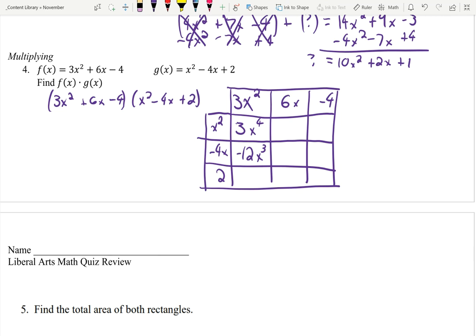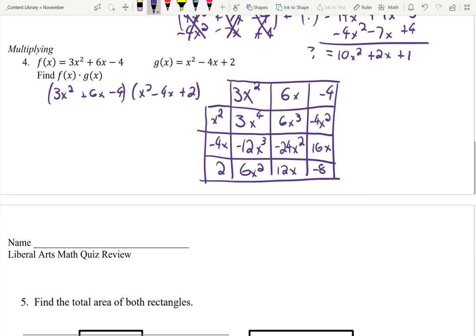All right, so continue on. 2 times 3x squared is 6x squared. 6x times x squared would be 6x to the 3rd. 6x times negative 4x would be negative 24x to the 2nd. And 2 times 6x will be 12x. x squared times negative 4 would be negative 4x squared. Negative 4x times negative 4 is positive 16x. And 2 times negative 4 is negative 8. So all the multiplying is done.